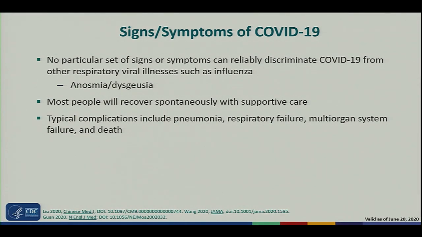These frequencies have ranged from 30 to as high as 70% in one Italian cohort, and when present, can be highly predictive of infection if SARS-CoV-2 is circulating in the community. As I noted earlier, most people will recover spontaneously with supportive care, but for those who don't, the typical complications are like those seen with other viral respiratory infections: pneumonia, respiratory failure, multi-organ system failure, and death. Next slide, please.